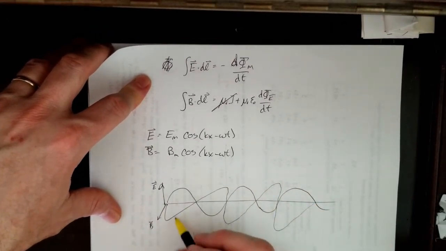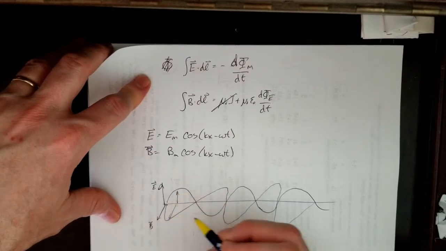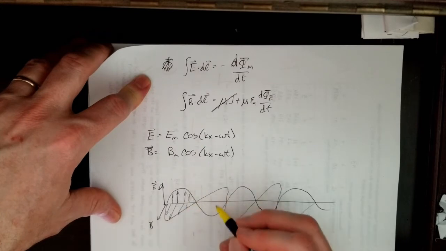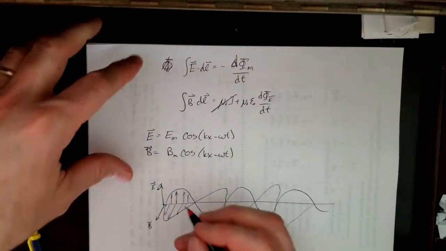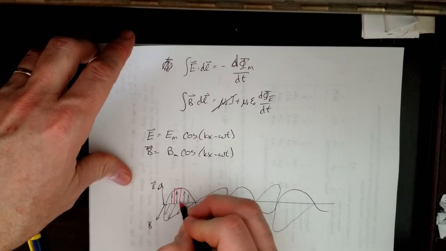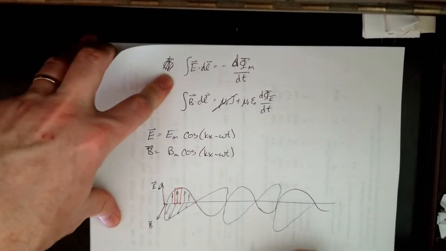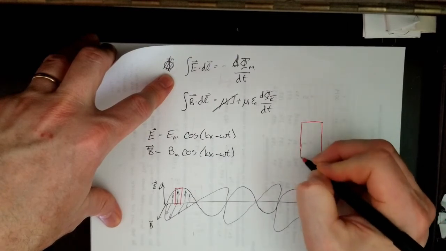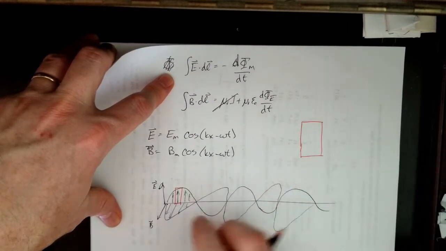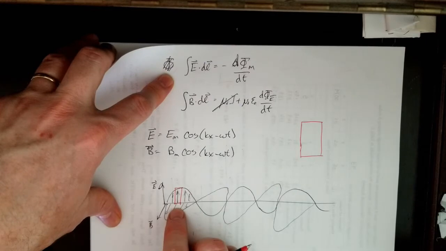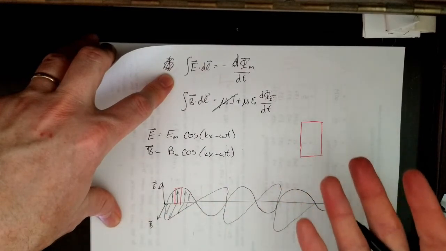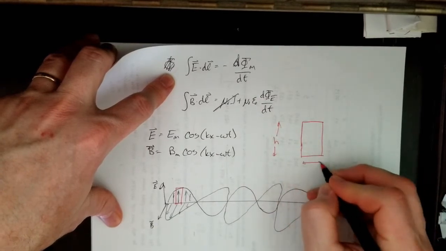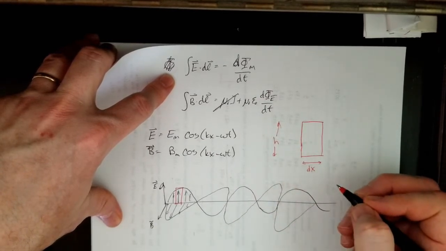That's my attempt at a three-dimensional drawing. So this is going in that direction, this is going in that direction. What I'm going to do is start out by taking a small little square right here. I'm doing an Amperian loop. So the distance right here, since it is an Amperian loop, has some physical dimension, some distance h there, and this distance right here will be dx.